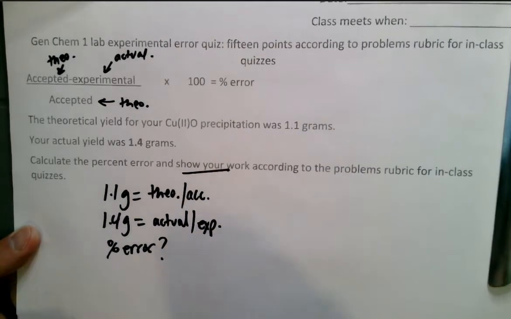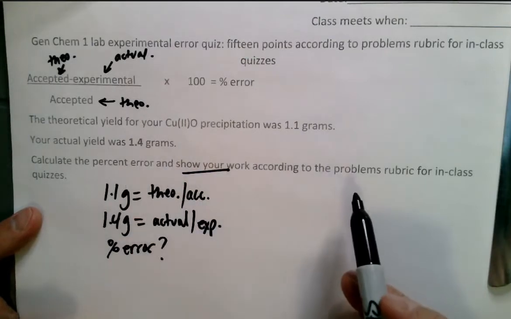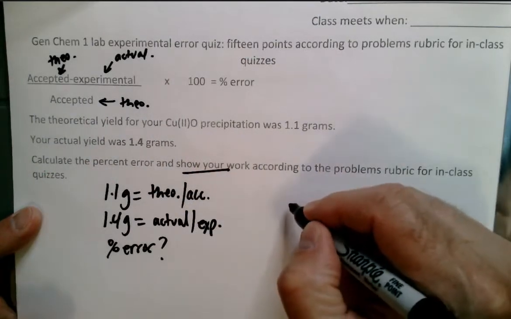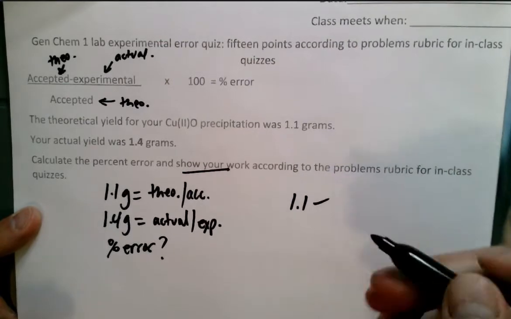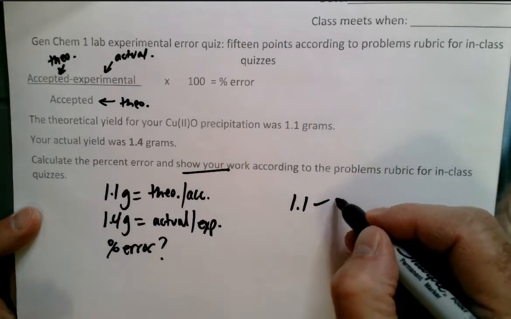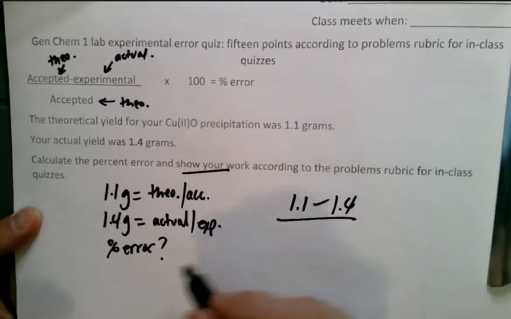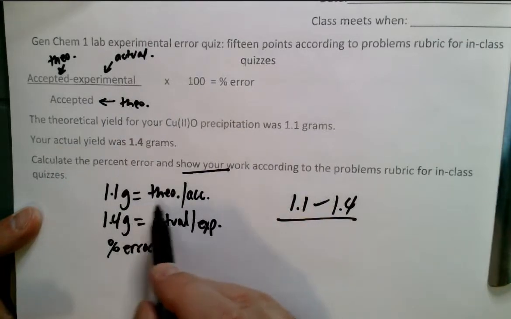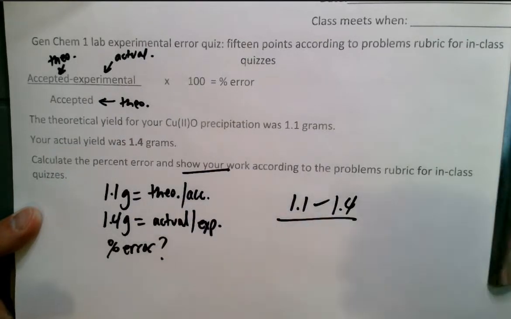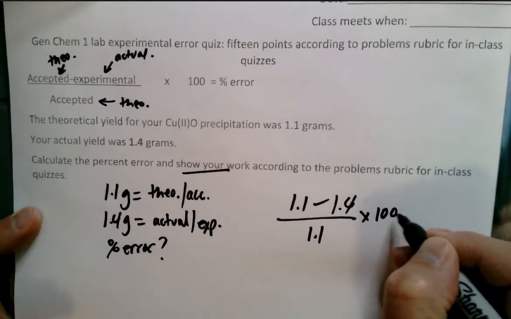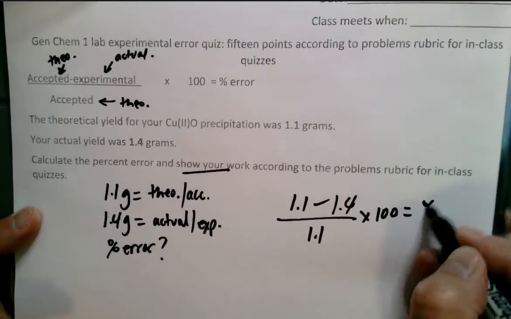Okay, all right, with that in mind, let's plug, chug, and crank. If we have accepted 1.1 minus experimental or actual 1.4, and then we divide by the accepted, which is 1.1, theoretical or accepted 1.1, and then multiply by 100, then we can get the percent error.